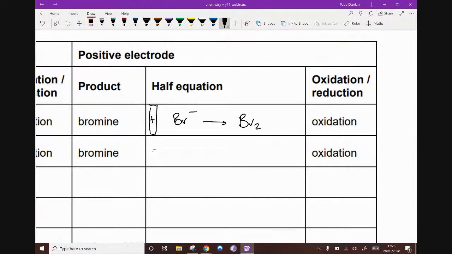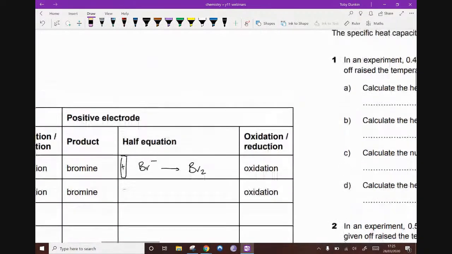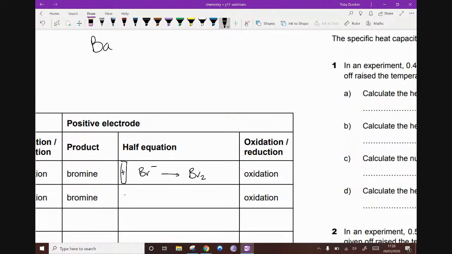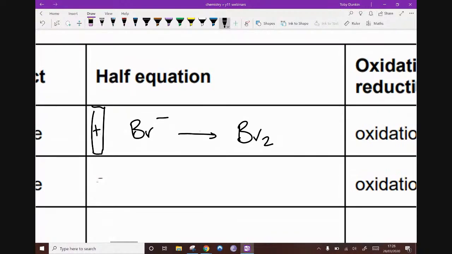Now that means what I have to do is a process to balance this half equation. If you want to make a little set of notes, you can. Balancing half equations. Step 1, balance for atoms. Step 2, balance for charge. Now, the balancing for charge is actually the adding of the electrons. So the first thing I need to do is balance for the atoms. I've got 1 Br going in, 2 Br's have come out.